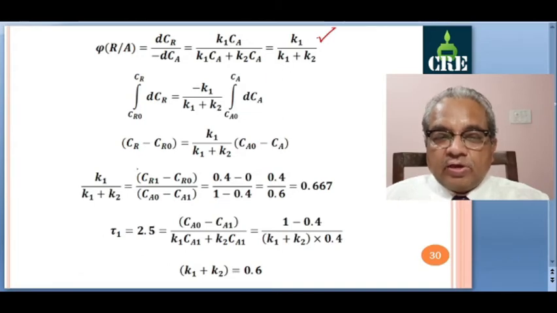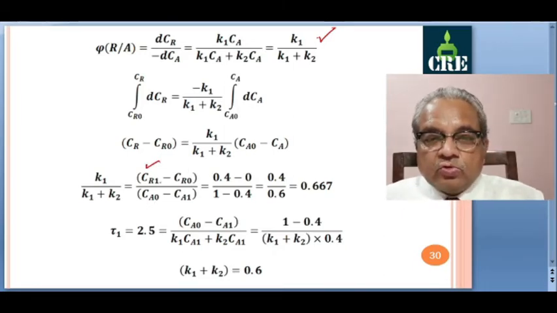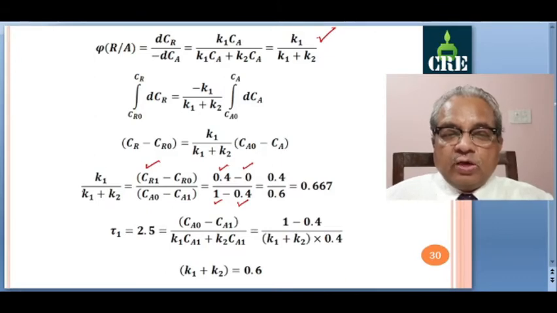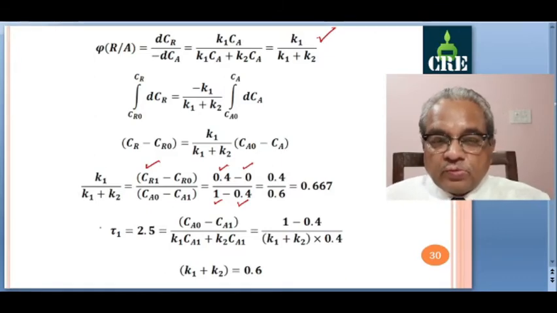So for the first reactor, if I consider, it will be Cr1 minus Cr0 divided by Ca0 minus Ca1. Cr1 is given 0.4, Cr0 is 0, Ca0 is 1, and Ca1 is 0.4. So 0.4 by 0.6 comes out to be 0.667. So this is the ratio K1 by K1 plus K2.